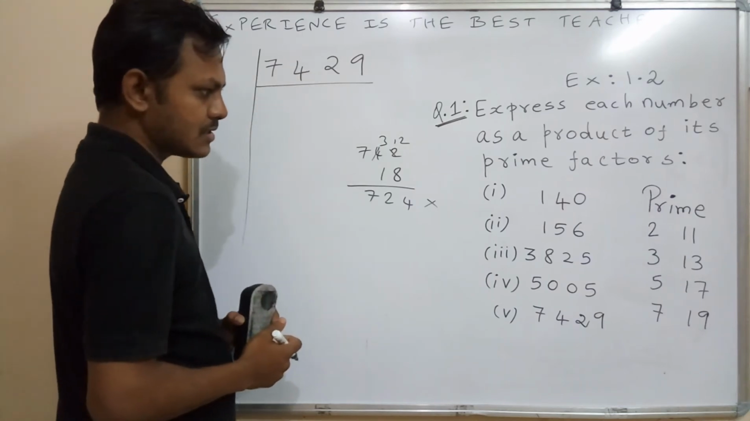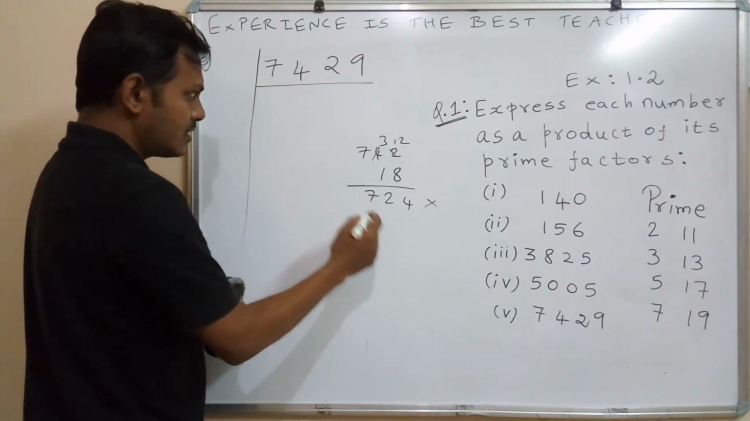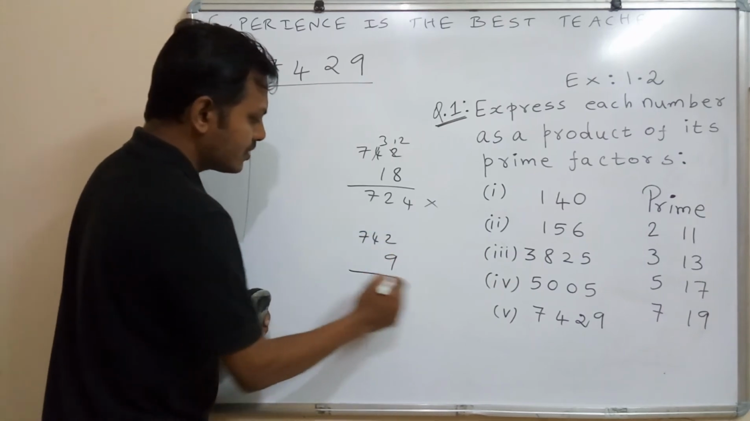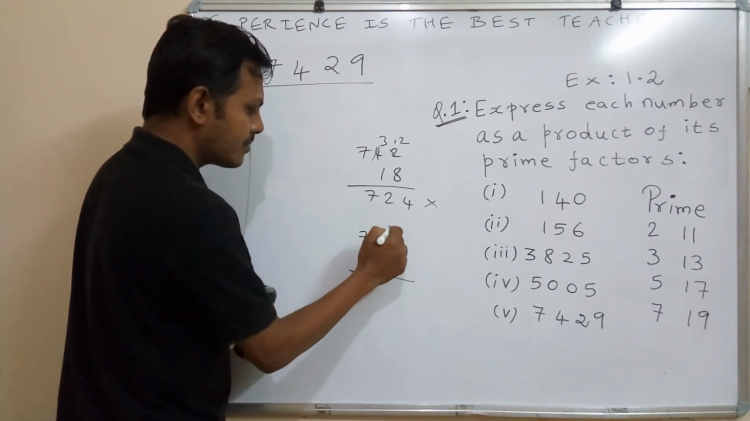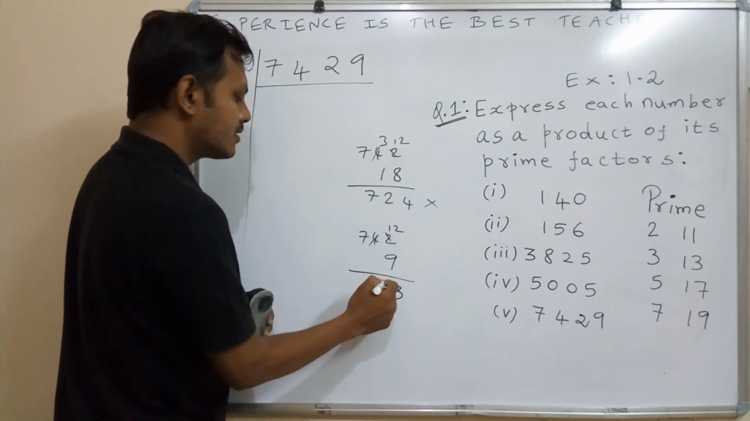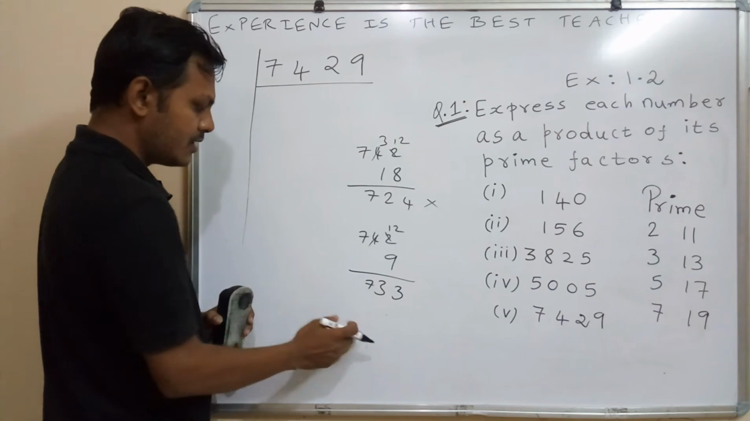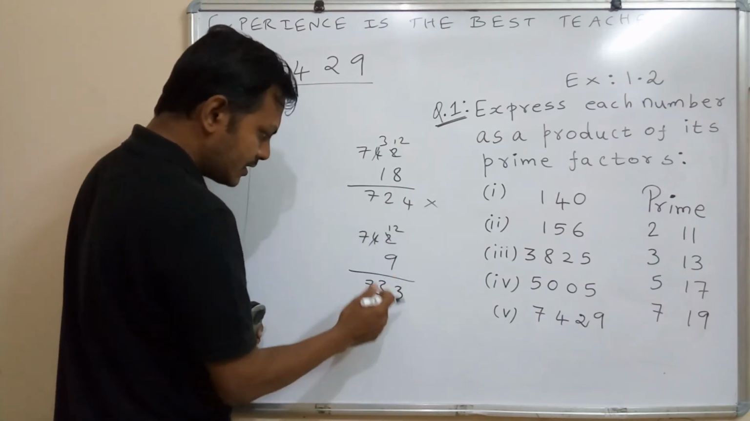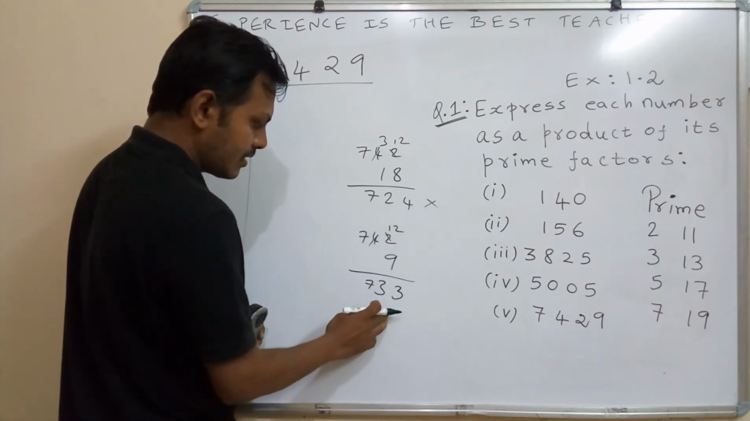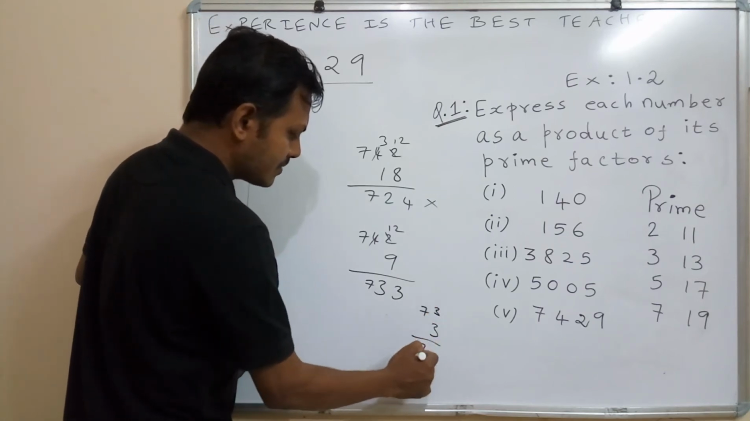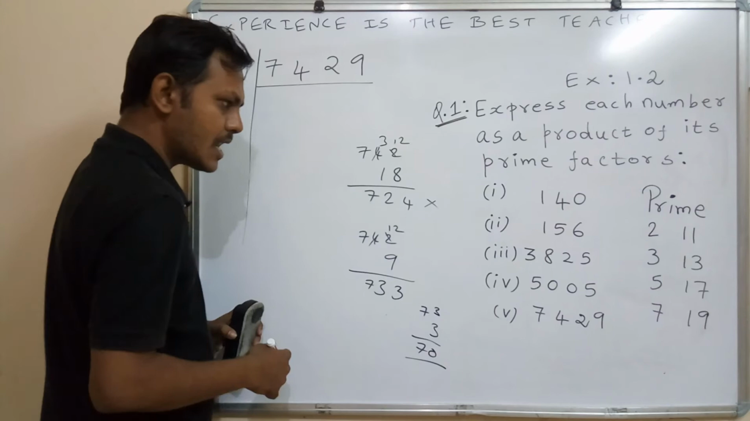The next number is 11. So subtract the last digit from the rest of the number. 742 minus 9 becomes 733. So 733 also will not come in 11 table. We can again keep doing this divisibility rule for number 11. So 3 and 73 subtract will become 70. So 70 will not come in 11 table.